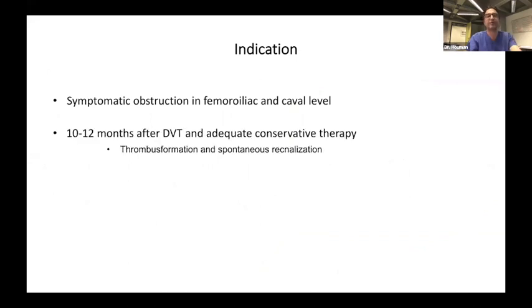Please, this is very important. After a DVT, if it is a proximal DVT and we don't catch the patient in the first 2 or 3 weeks, and we cannot treat them in an interventional manner, then please use a conservative therapy. Just see the patient, visit the patient after 6 months, but give the patient enough time to have the spontaneous recanalization. Maybe after 10 months, the patient doesn't need any stent. This is very important. Do not stent the patient after 3 months.